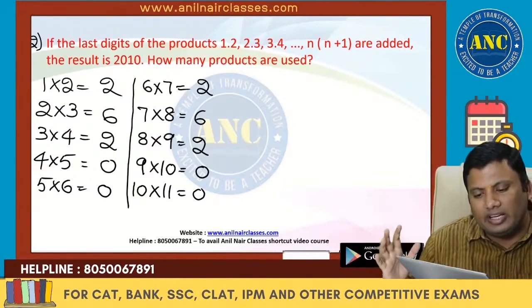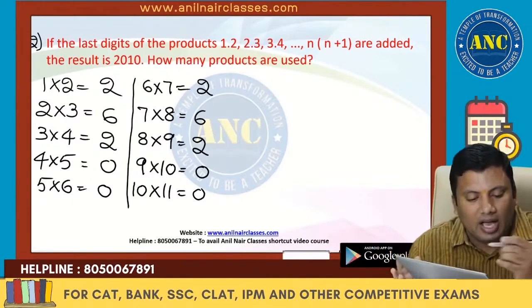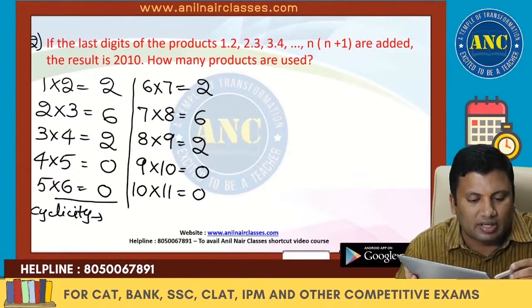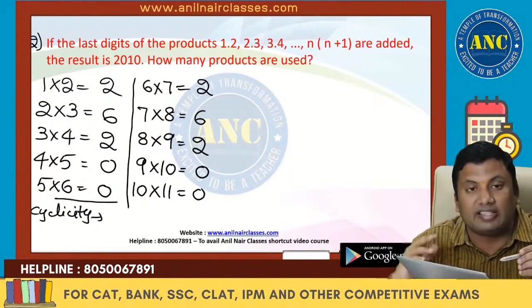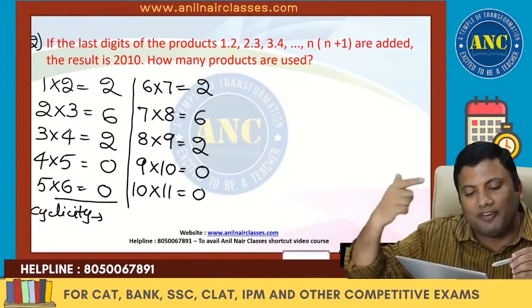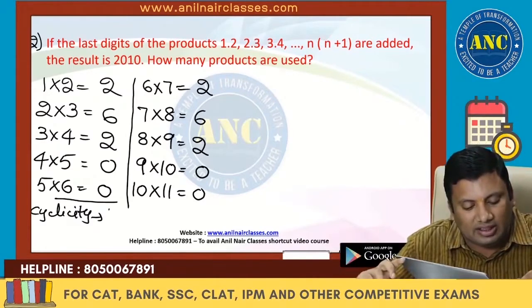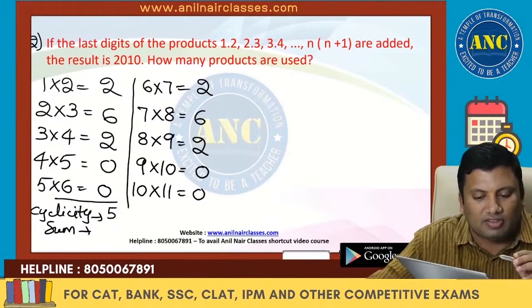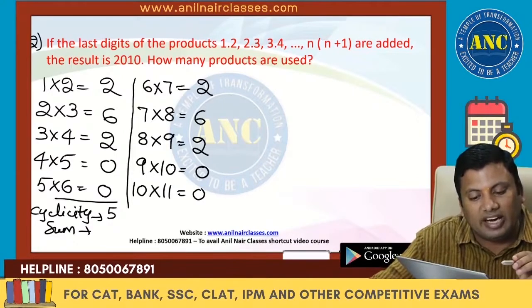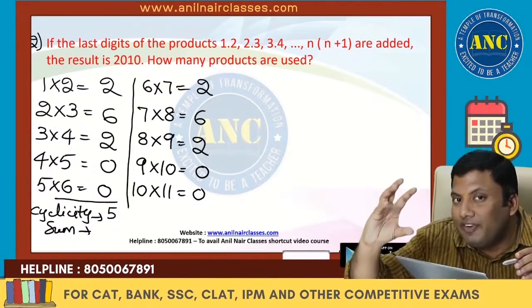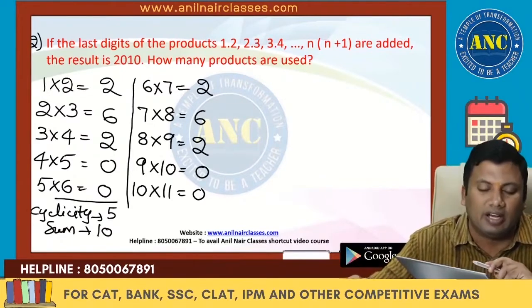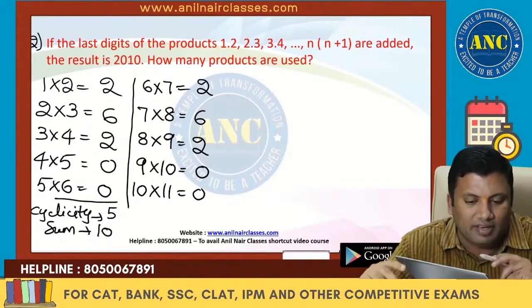These unit digits are getting repeated. How many cycles is it becoming? So the cyclicity is 5. The cyclicity is nothing but, for every group of 5 consecutive integers, the value is nothing but 5. So what is the sum of this? Sum of these is nothing but 2 plus 6, 8, 8 plus 2, 10. That means every group of 5 consecutive integers is giving you sum 10.